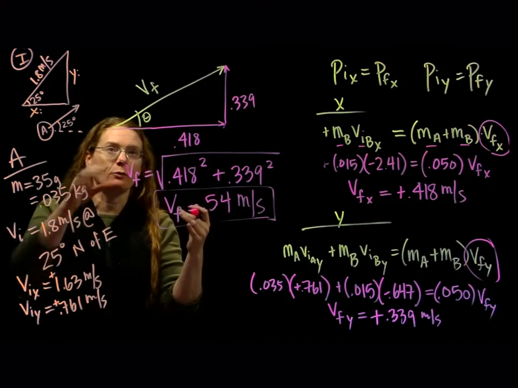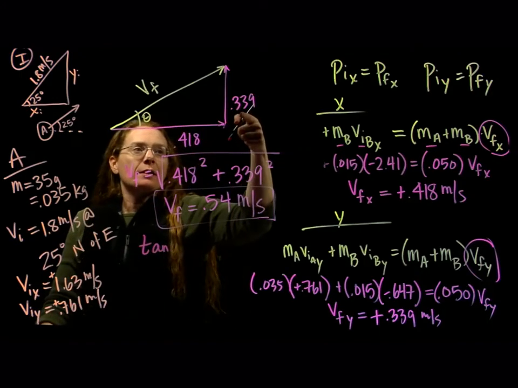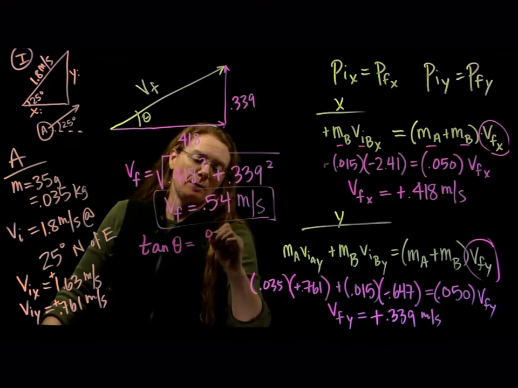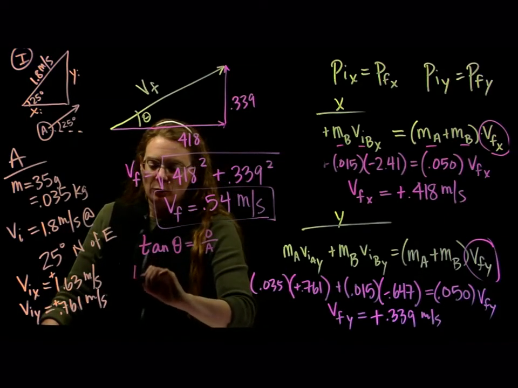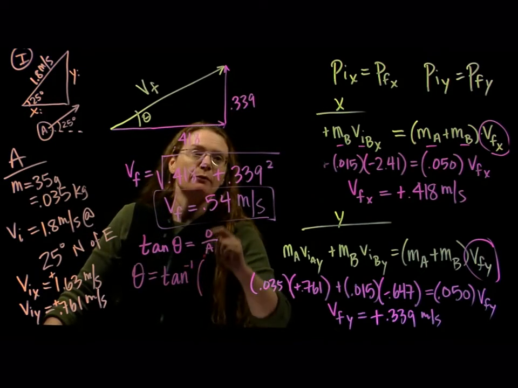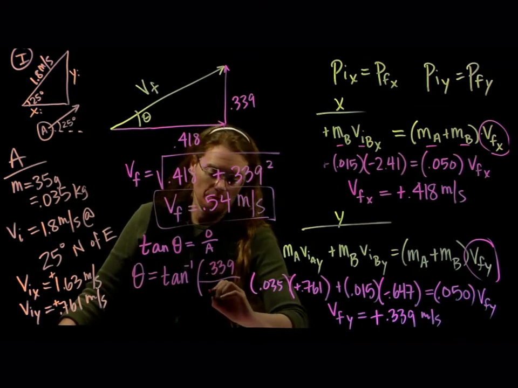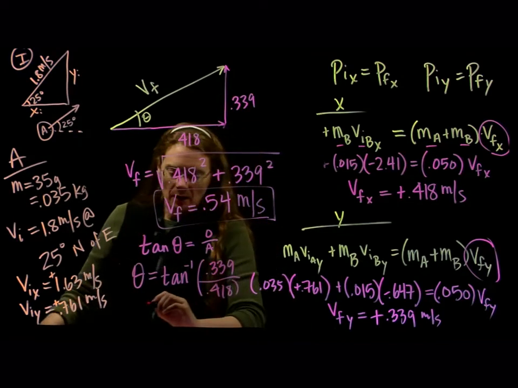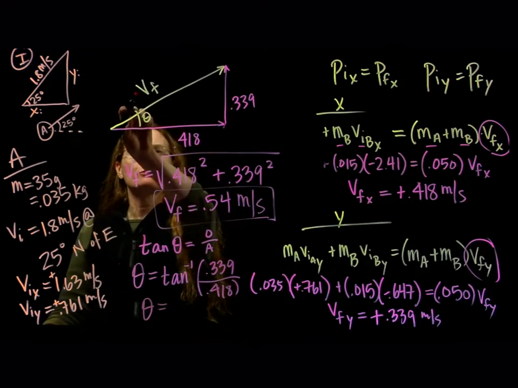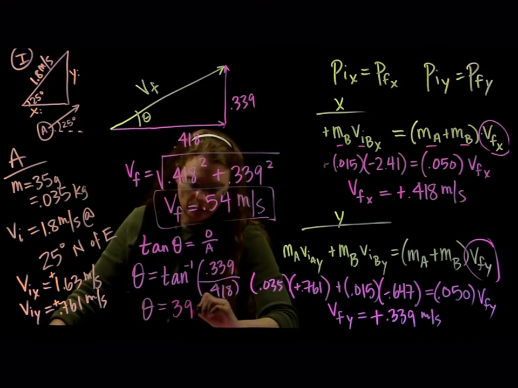We don't have our direction yet. We need our direction. And I know opposite and adjacent. That gives me the tangent. So the tangent of the angle is opposite over adjacent, which means if I solve for the angle, it's the inverse tangent of opposite over adjacent, 0.418. Solve that one, and you get, let's see, should be less than 45 because this is smaller than this, so 39. Ooh, still pretty big.